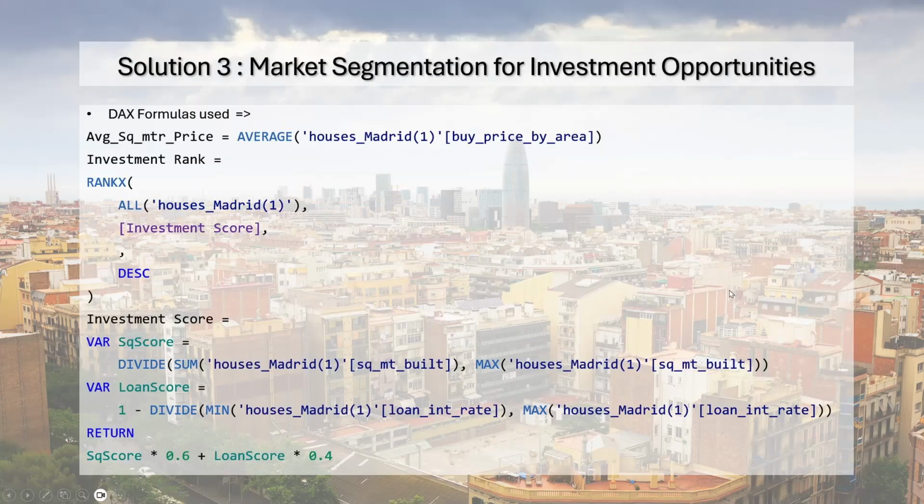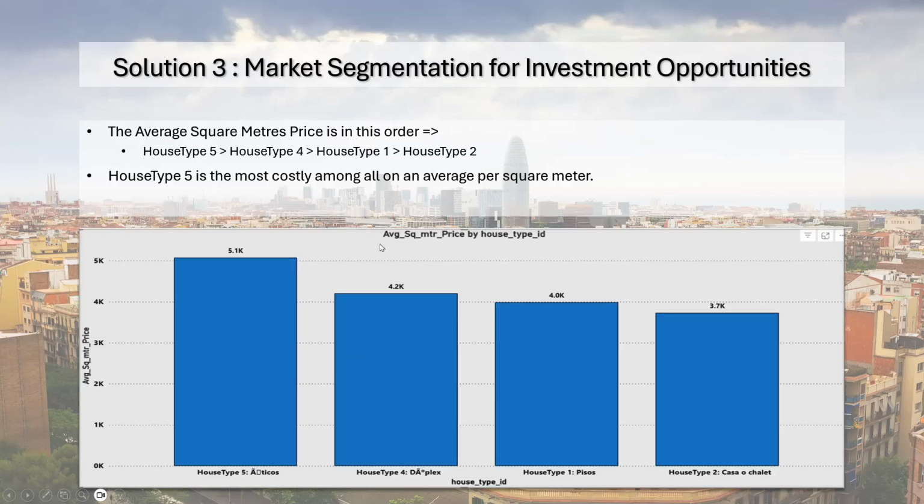Okay, let's move on to the next question, which is market segmentation for investment properties. This is the DAX formula used for doing this. You can see average square meter price was calculated, investment rank was calculated like this, investment score was calculated like this. So using these DAX formulas, we get this data.